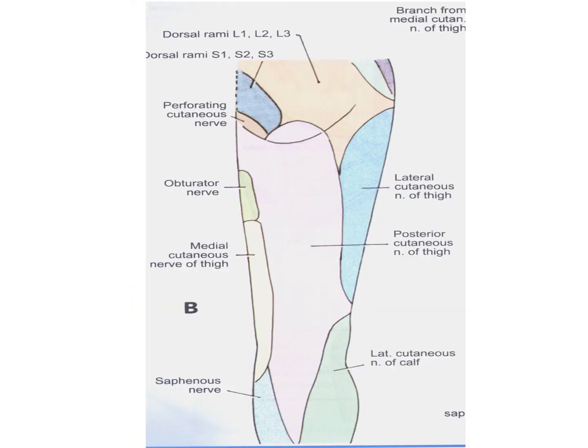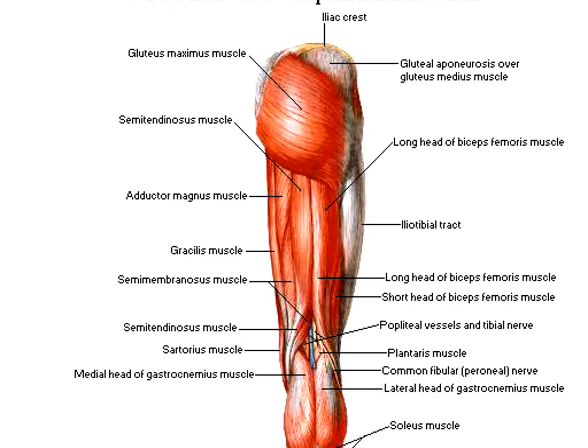You see these areas of skin are supplied by these cutaneous nerves. Laterally there is the lateral cutaneous nerve of thigh. In the middle there is the posterior cutaneous nerve of thigh. Here the obturator nerve supplies. This area is supplied by the medial cutaneous nerve of thigh. So these are the cutaneous innervation.